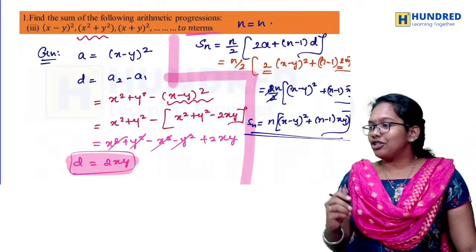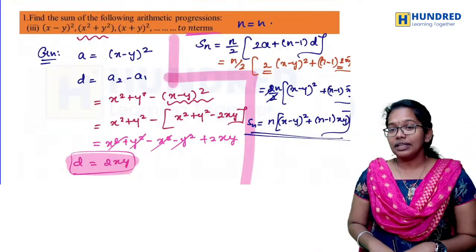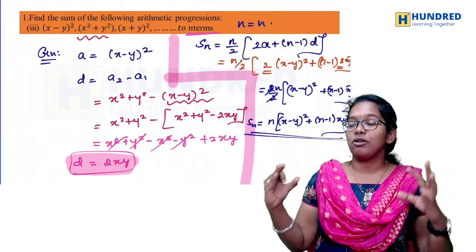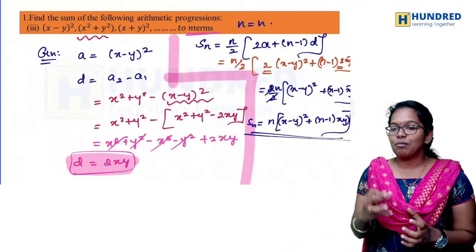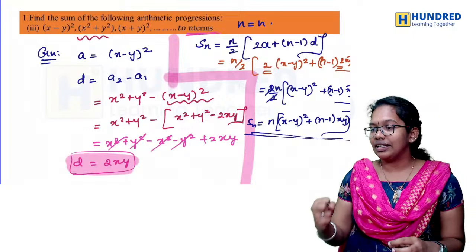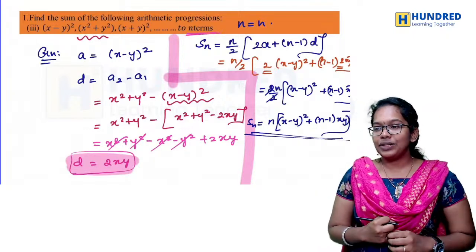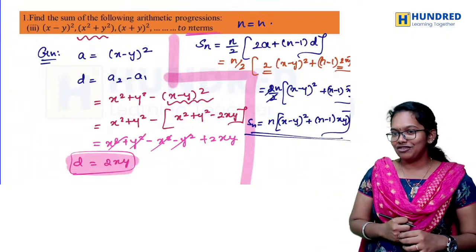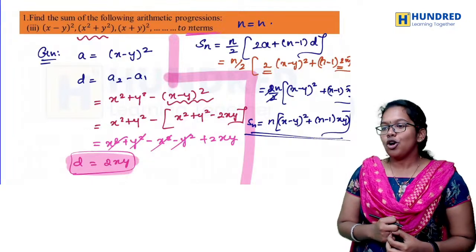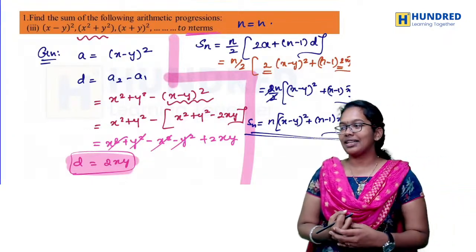Do you guys understand this? Are you clear on how to find the sum of n terms when an AP is given? Are you guys clear with this? Those who are in the live class, just say yes or no. Are you thorough with this or not?